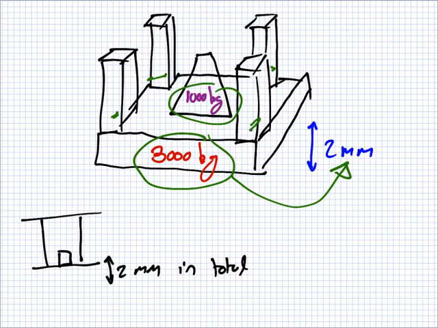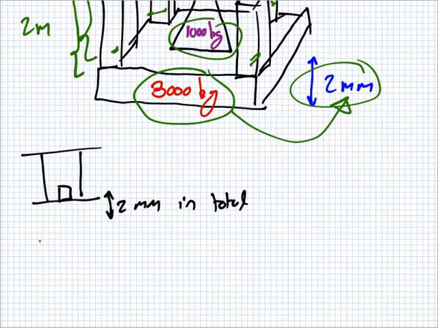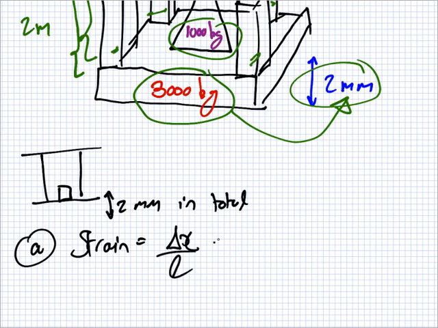The strain. So this here was 2 meters, and then it extended a little bit, by 2 millimeters. So firstly we want the strain. What's the formula for strain? Delta x over length. Delta x over natural length. 0.002 over 2. What's that? 1 times 10 to the power of negative 3. Okay, what's part B?